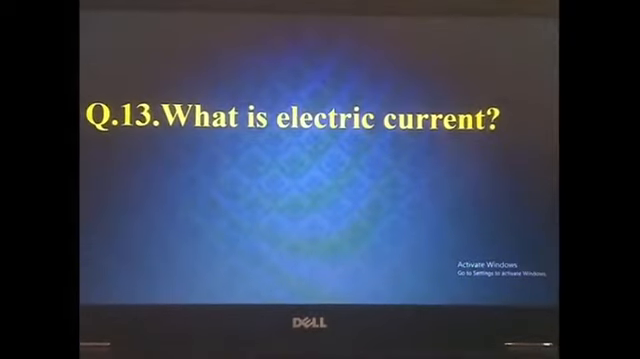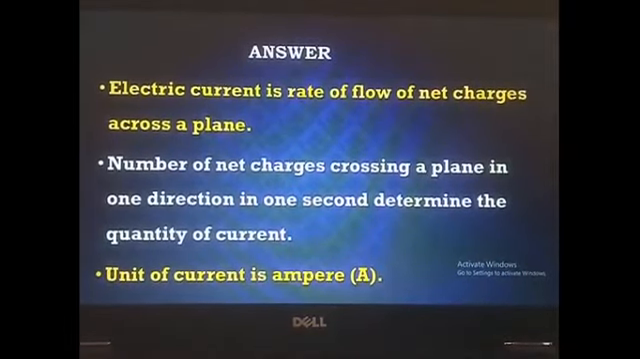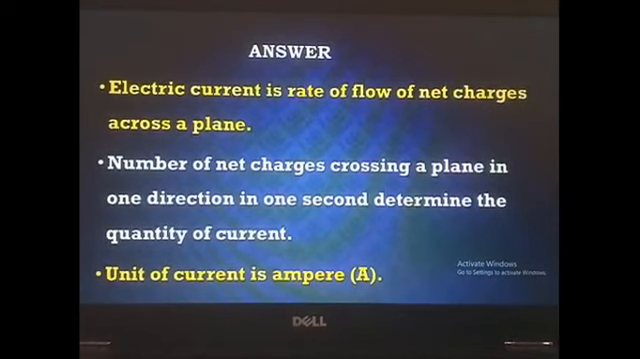Question number 13 is, what is electric current? So this we have studied in our chapter number 12, and the answer to this question is that electric current is the rate of flow of net charges across a plane. The number of net charges crossing a plane in one direction in 1 second determines the quantity of current, and the unit to measure the current is ampere, and the instrument which is used to measure the current is known as ammeter.